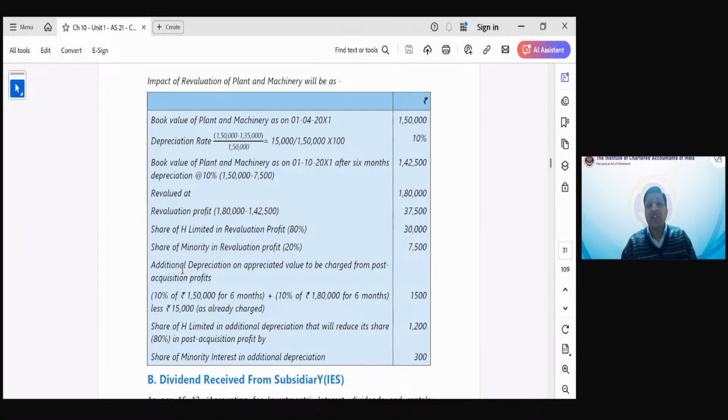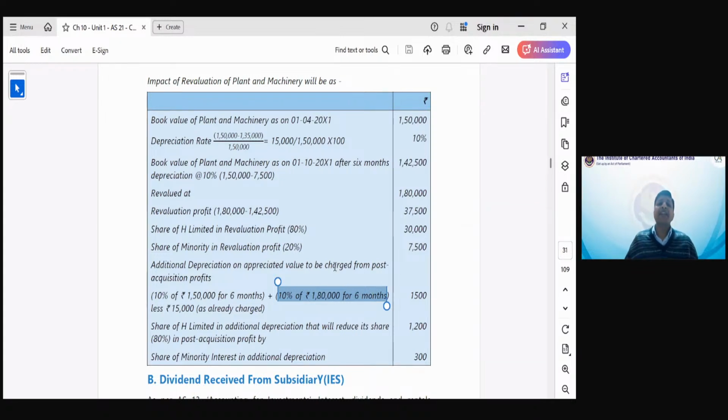So that means depreciation on the plant and machinery for the year should be calculated like this. You'll charge depreciation for 6 months on 1,50,000. And for the remaining 6 months, you will charge the depreciation on the revalued amount. Correct? So if you do that, can you tell me the total amount of depreciation that you get for the year? Over to you.